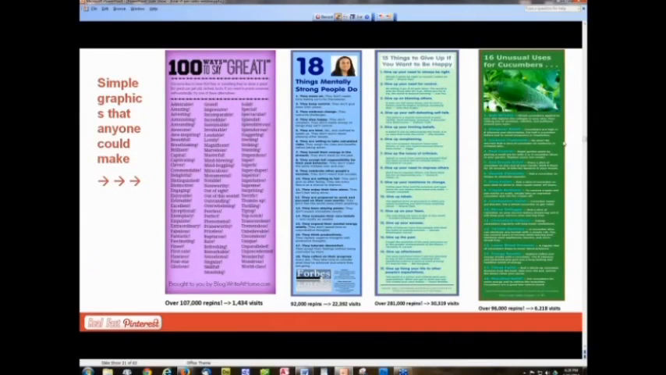15 things to give up if you want to be happy, 281,000 repins, 30,319 visits to my website have been generated from that one graphic. And again, look how simple that is. I mean, that's even more simple. It's just words, basically, with great quotes. And then here's an interesting one, 16 unusual uses for cucumbers.